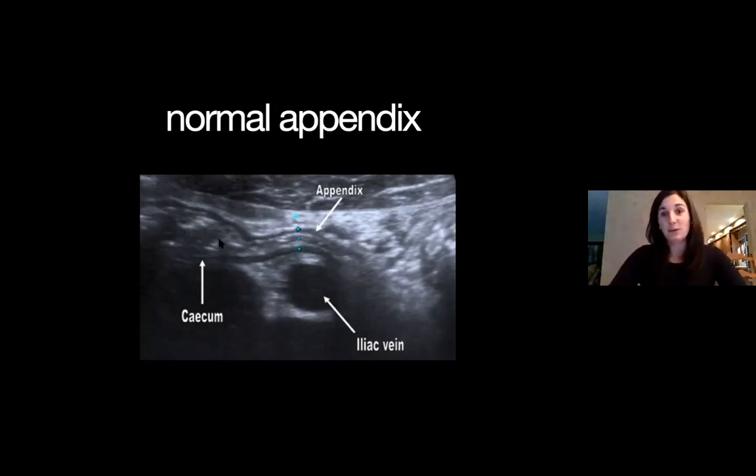And you can actually use both techniques here: follow the cecum and the landmark technique. This is a normal appendix, so it's very thin. And I'm going to stop here just to describe where you measure when you decide to measure for appendicitis.